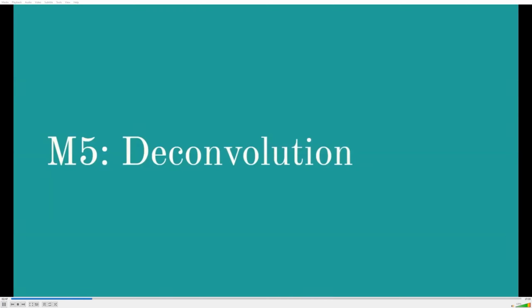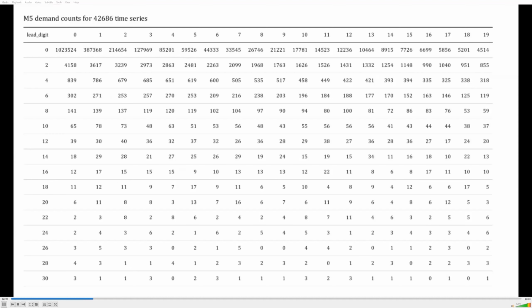Okay, so starting off with the M5 data. M5 was a forecasting competition. It recently ended. The competition was on Kaggle. The goal was, you have these 42,686 base time series that are aggregated at various levels.